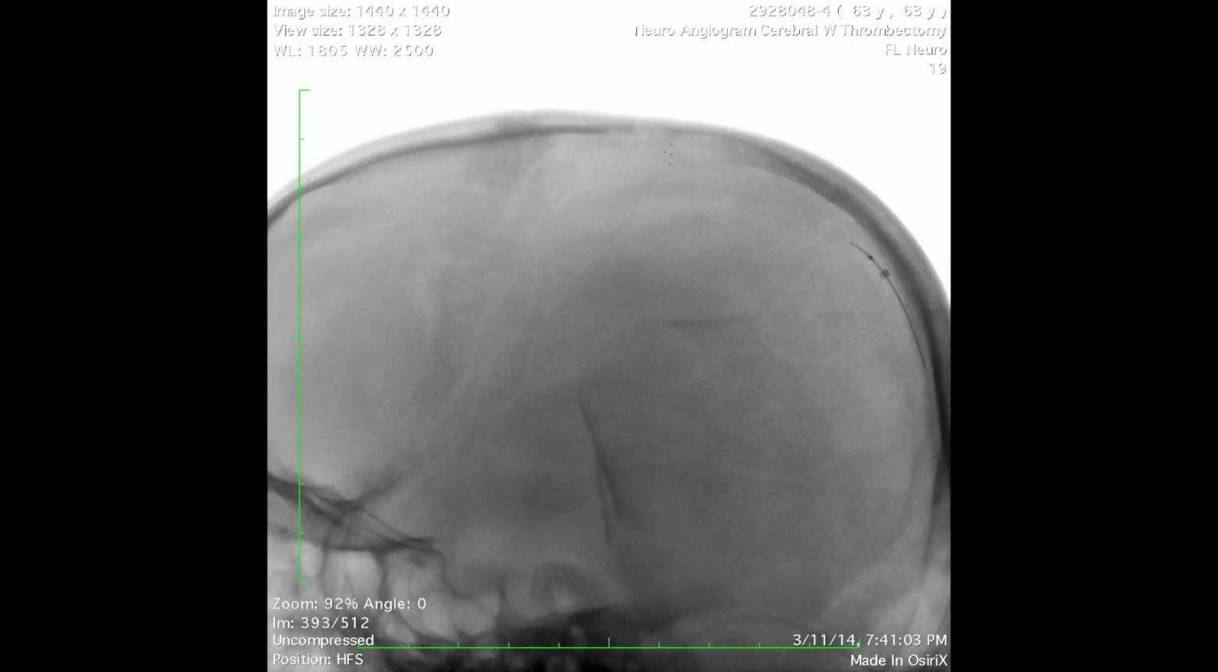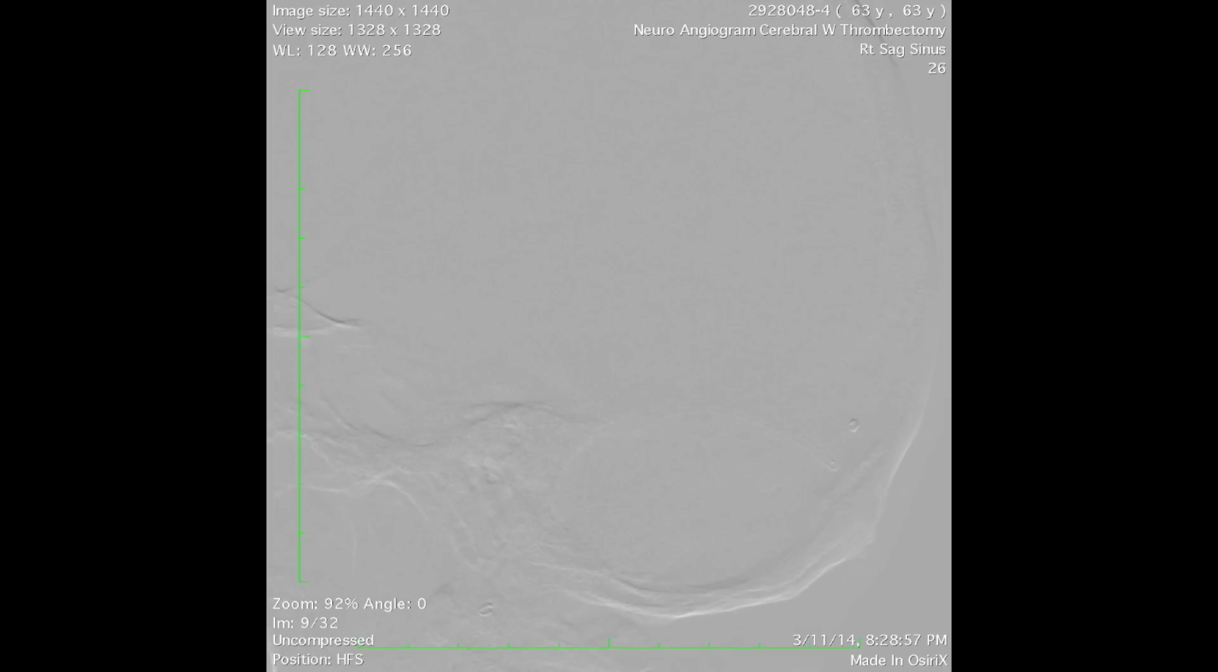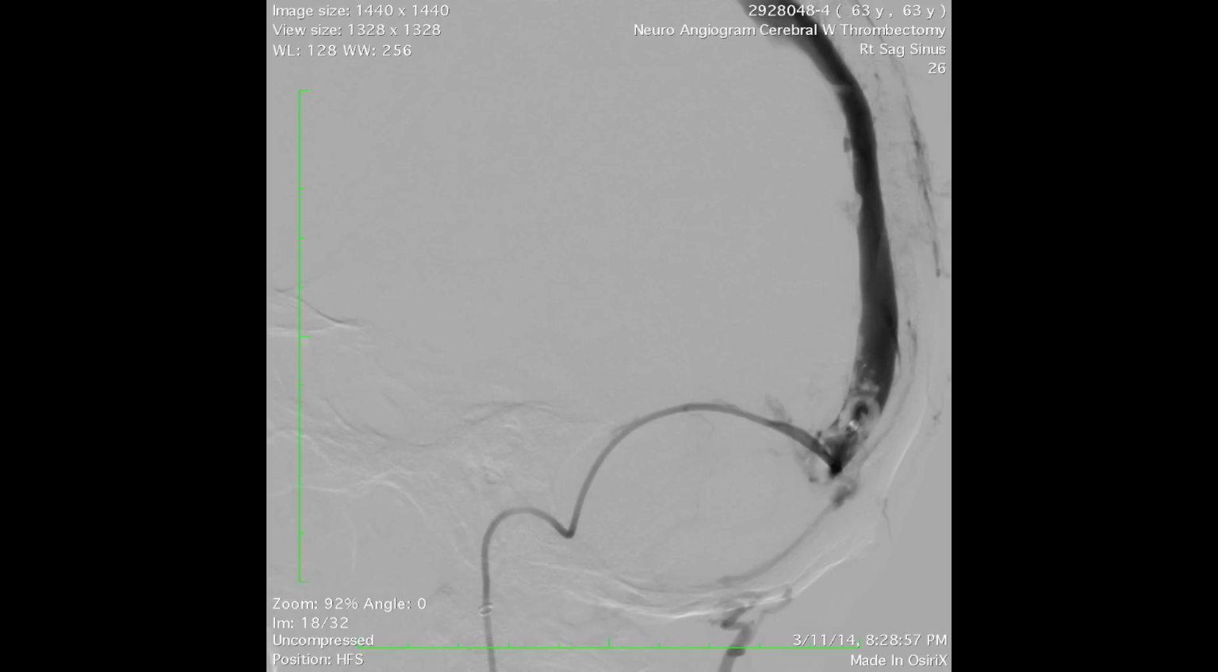Once it's completely open, it's left in place for a couple of minutes before it is pulled back to allow clearance of the clot. And suction at the time is applied through the ACE aspiration catheter, and you can see that the Solitaire device is being pulled into the catheter on these lateral unsubtracted views. This is the angiographic run afterwards that demonstrates improvement of flow in the superior sagittal sinus.